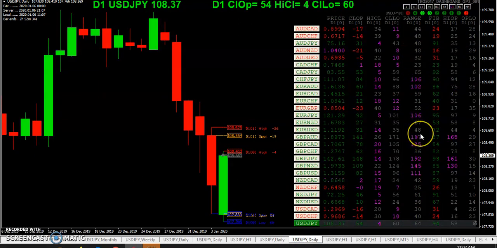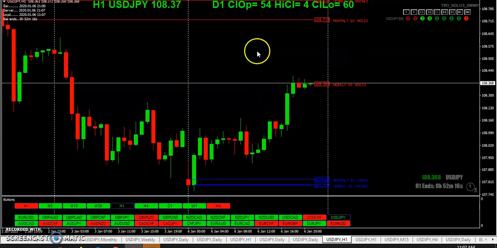We've got some nice ranges here. We got 8 above 100 so far today. Notice the euro dollar is only at 48. And you can see we broke through that previous day's low, and it was good for about 7 pips if you nailed that trade. We're making a weekly H1 highest open at the moment.